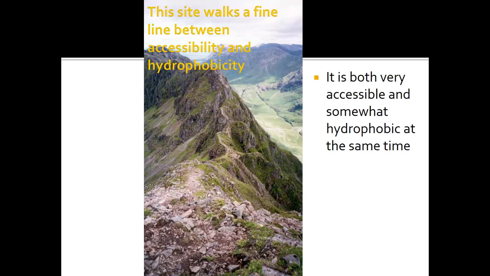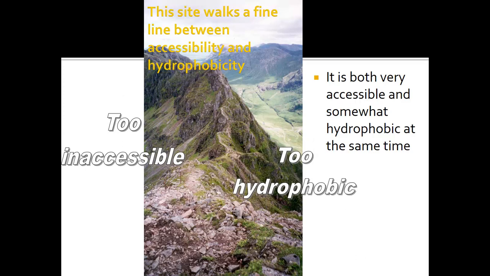So the thing is, the way this works, this is not exactly a protein design paper, but it does talk about how the site walks a fine line between accessibility and hydrophobicity. It is both very accessible and somewhat hydrophobic at the same time, somewhat non-polar at the very least. And so it's kind of like walking between too inaccessible and too hydrophobic, which would be less ideal binding sites. It makes itself an ideal binding site by walking the edge between those two things, and by using amino acids that are located on the edge of our chemical categories.